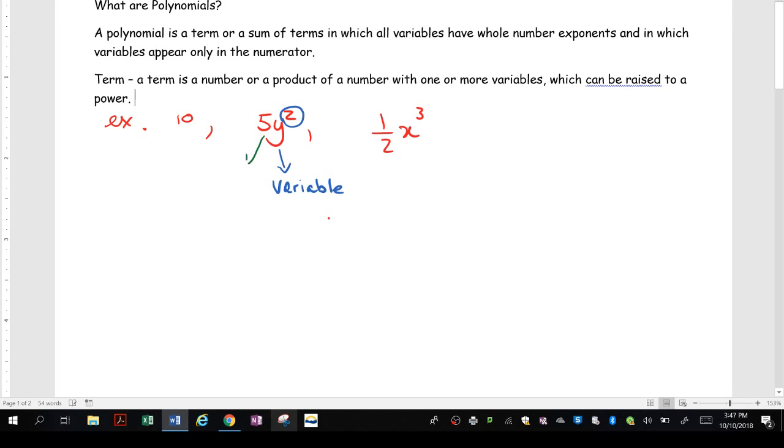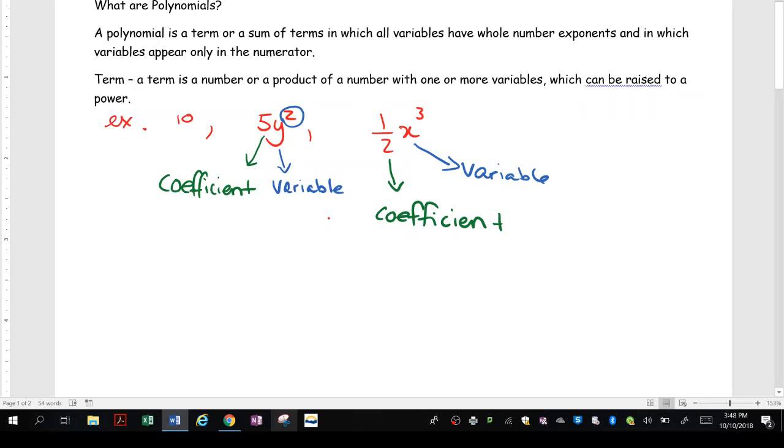And then this number 5 here is called a coefficient. This is the number that comes before a variable, so it's multiplied by that variable. In this example here, 1/2 is our coefficient. And our variable is x. And our variable x is raised to the power of 3.